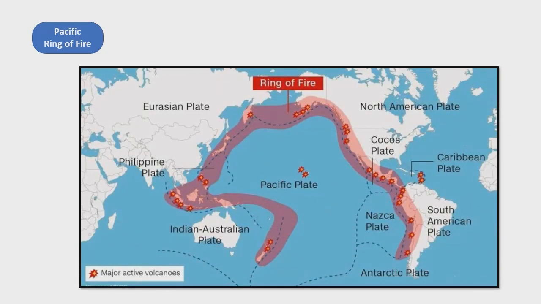This is the Pacific Ring of Fire. The countries that lie within the Pacific Ring of Fire are the following. We have Australia. We have Southeast Asia, including the Philippines, Japan, and the rest of the countries surrounding them, including North America and South America.